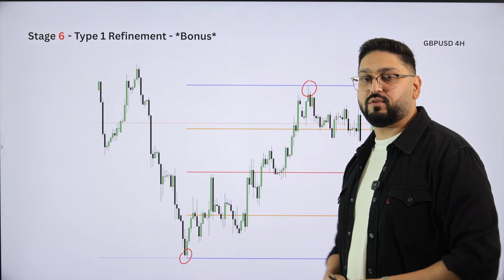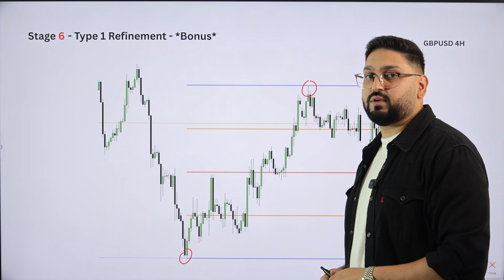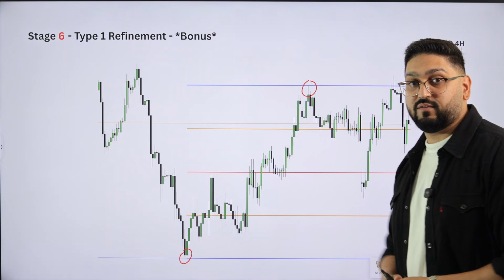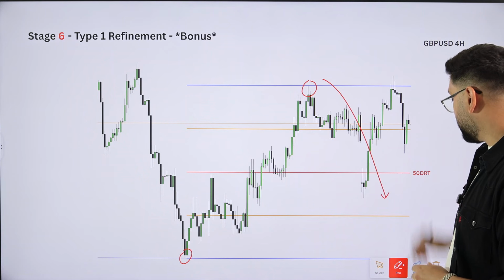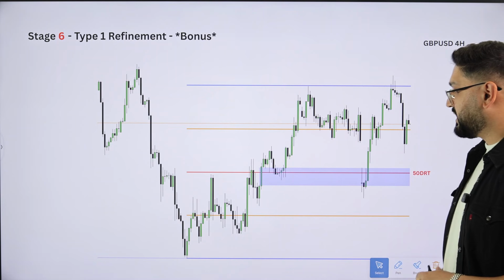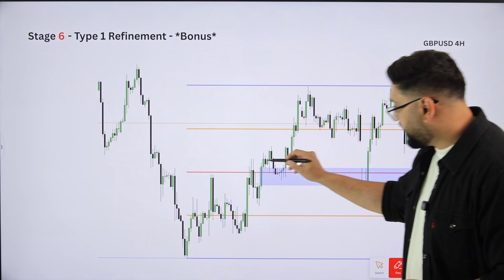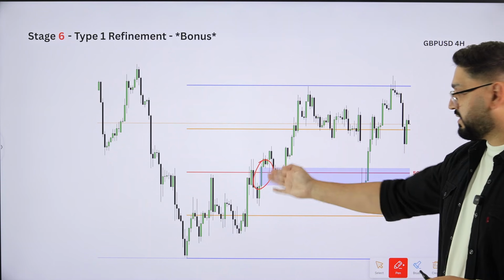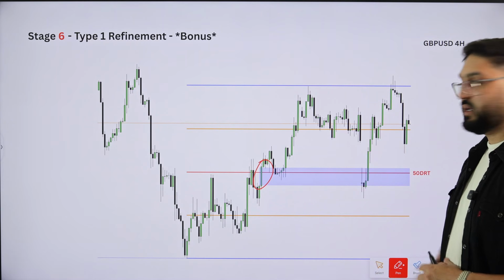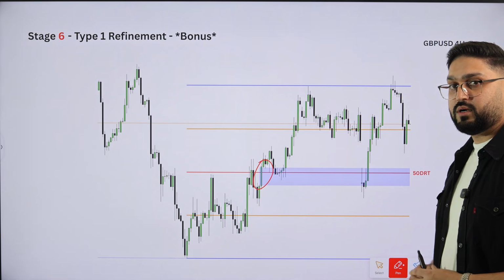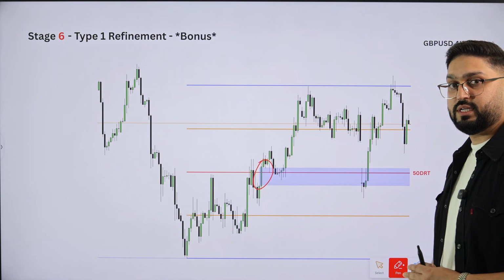Remember, a type 1 dealing range is a continuation dealing range inside of a higher time frame type 2 dealing range. So we anticipate price to drop lower. And here you can see it drops into a fair value gap that rests at that 50 DRT level. So essentially we're trading back into a discount market relative to our type 1 dealing range.